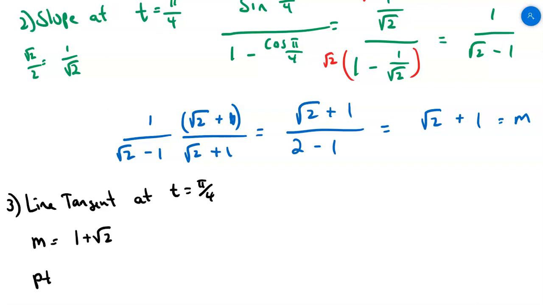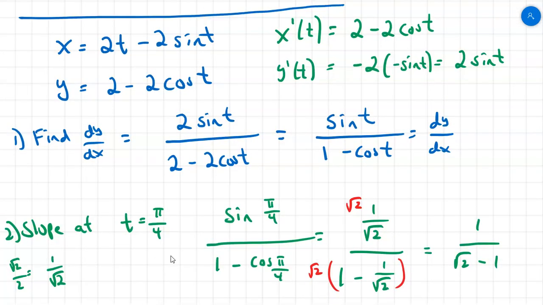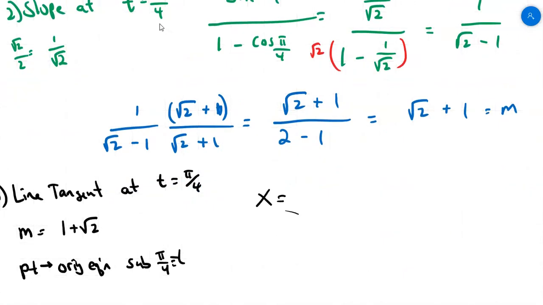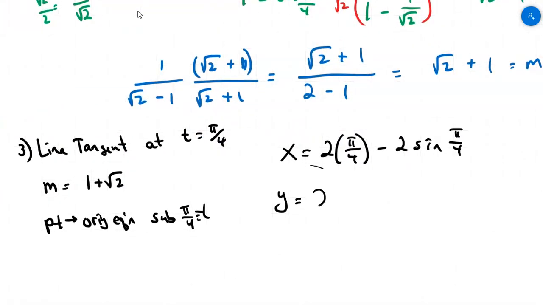I need a point. So to find my point, I have to go back to the original equation and substitute pi over 4 for t. I've got 2t minus 2 sine t for the x's. So the x's are going to be 2 times pi over 4, minus 2 times the sine of pi over 4. And my y's are going to be 2 minus 2 cosine of pi over 4.